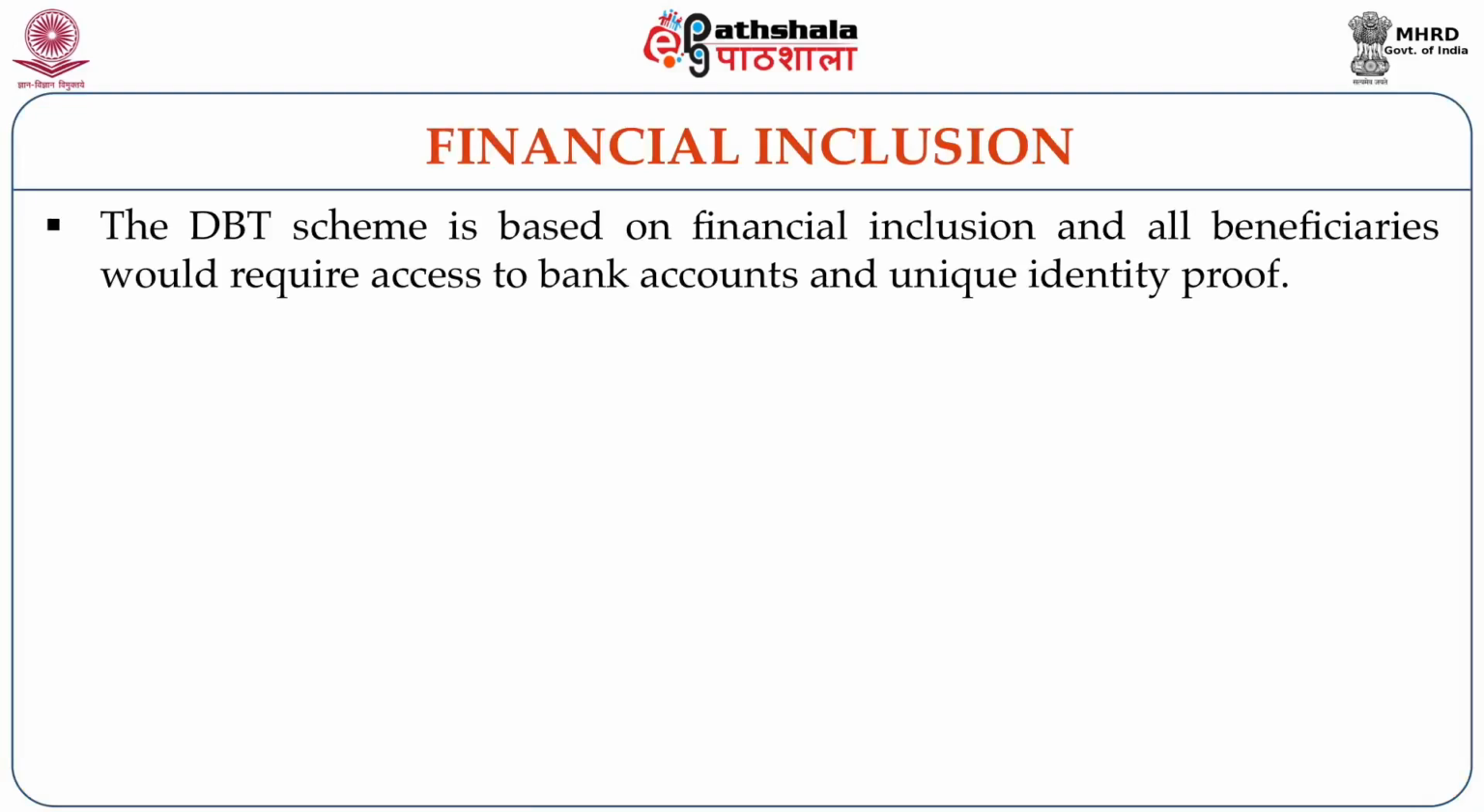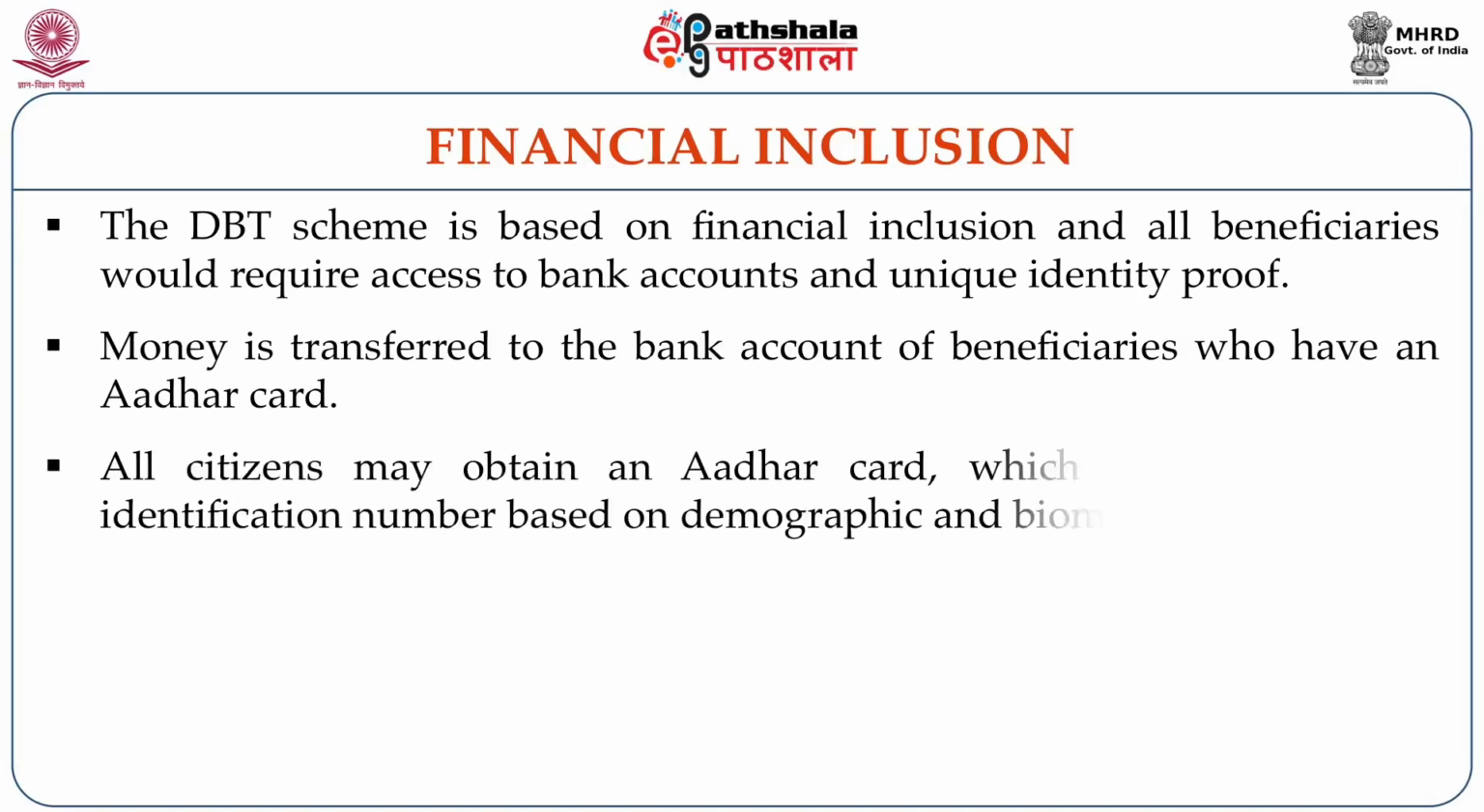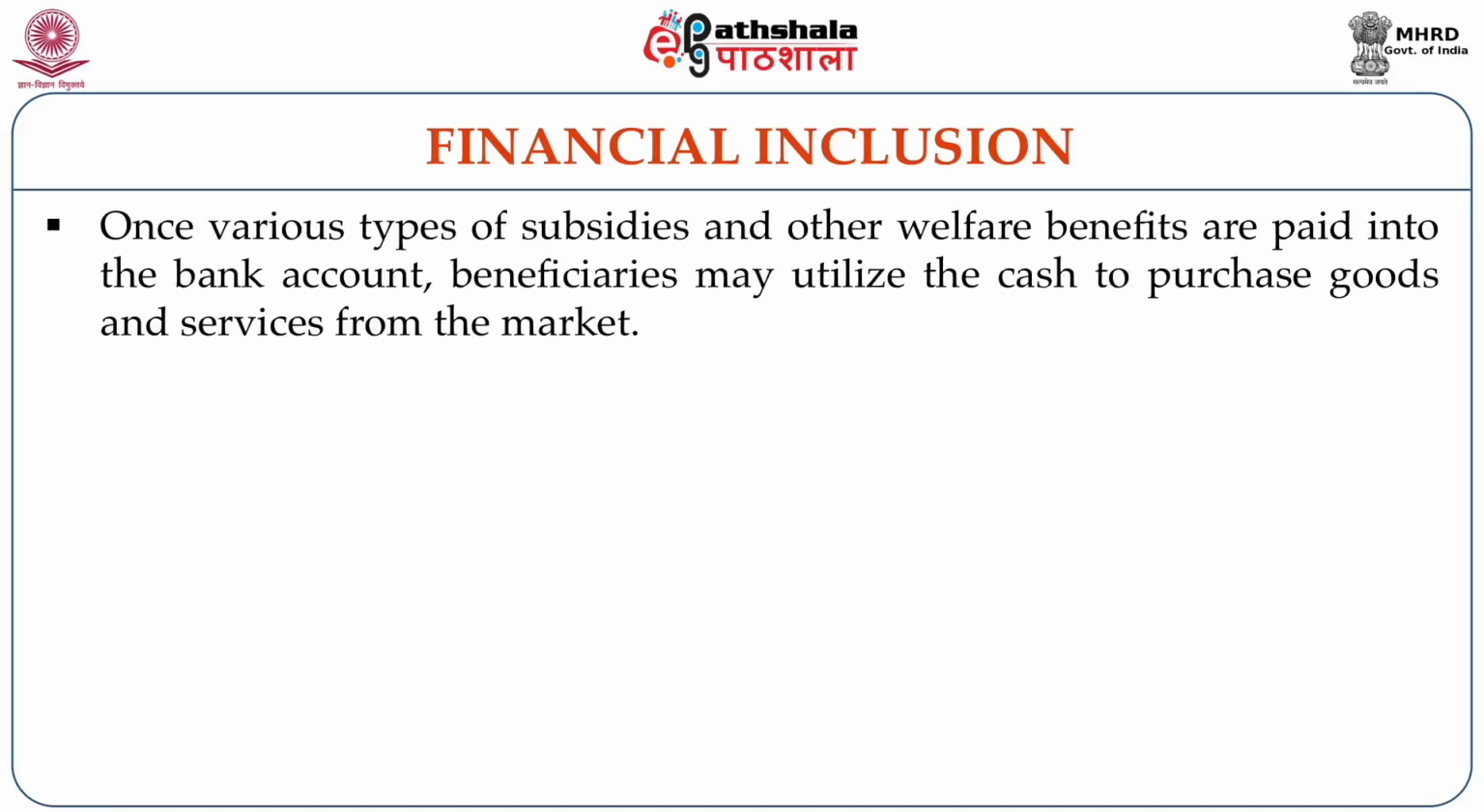The added goal of the DBT program was financial inclusion. The DBT scheme is based on financial inclusion, and all beneficiaries would require access to bank accounts and unique identity proof. Money is transferred to bank accounts of beneficiaries who have an Aadhaar card. All citizens may obtain an Aadhaar card which carries a unique identification number based on demographic and biometric information. Once various types of subsidies and other welfare benefits are paid into the bank account, beneficiaries may utilize the cash to purchase goods and services from the market.